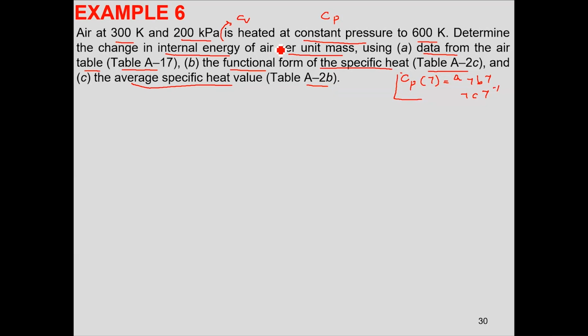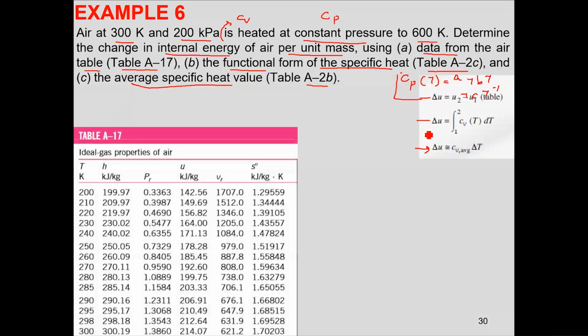First, we'll look at the mechanism which is table A-17, which is for the ideal gas air. You know that these are the three mechanisms: table A-17, A-2C and A-2B. The first is table A-17. Your initial temperature is 300 Kelvin and your final temperature is 600 Kelvin.